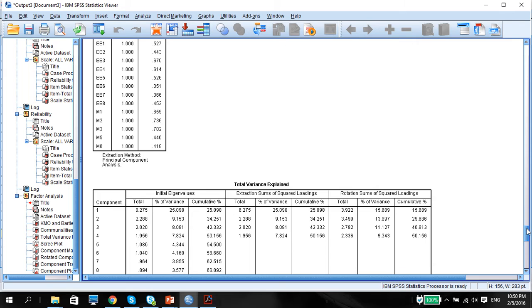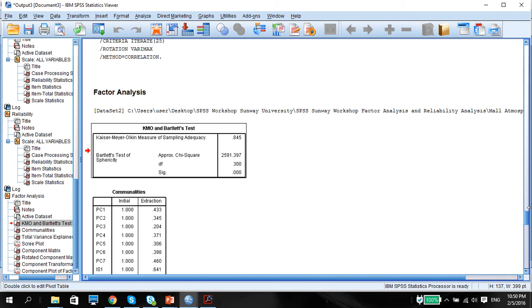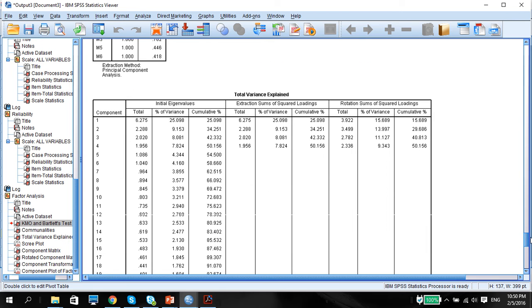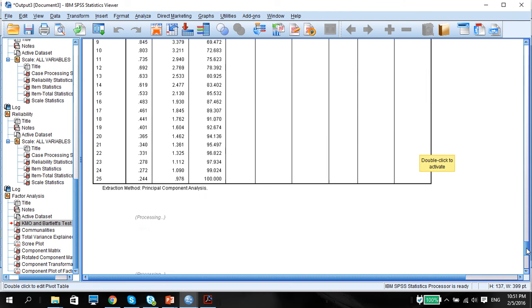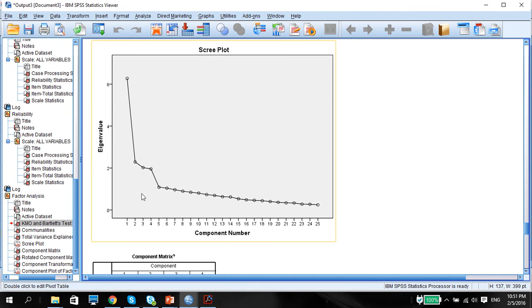Now here we have the KMO and Bartlett's. It looks good. Kaiser-Meyer-Olkin is above 0.6 or 0.7, and Bartlett's test of sphericity is significant, so we have good factors. Total variance explained is about 50%. That's very, very good, especially for social science. And we want this to show in our scree plot where the bend is. We got 1, 2, 3, 4.